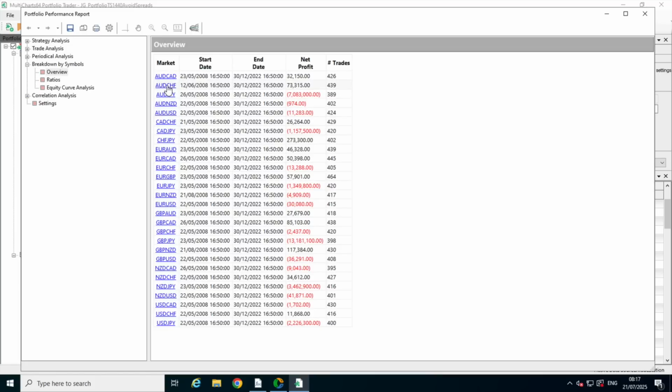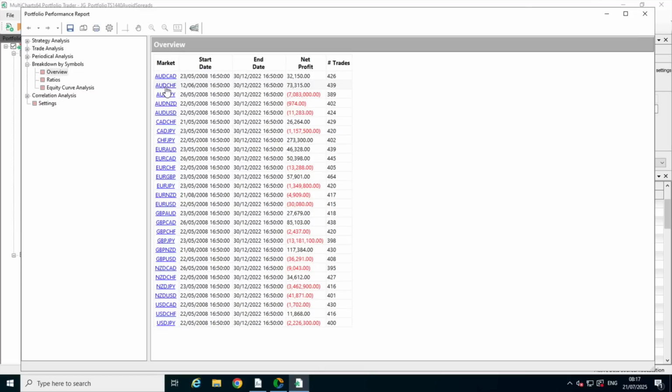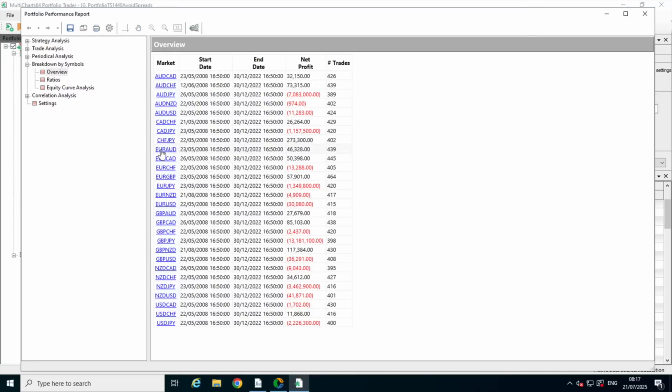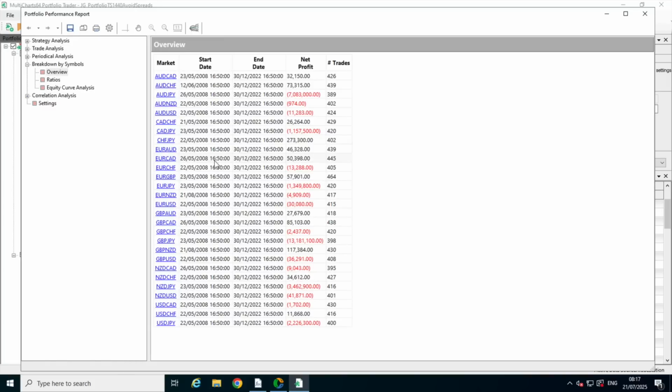Australian dollar, Swiss franc, making decent net profit again. But the equity curve is fairly flattish, not the best. Swiss franc, Japanese yen, making a lot of yen this time, but a bad equity curve. Euro, Australian dollar, a bad equity curve. Euro Canadian. Equity curve's good in recent times, but the early part of the test was bad. Not the consistency which we want to see.